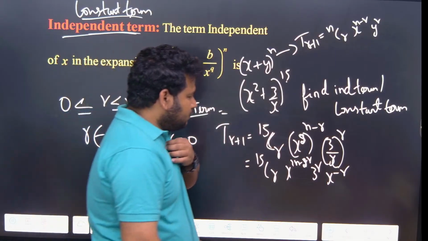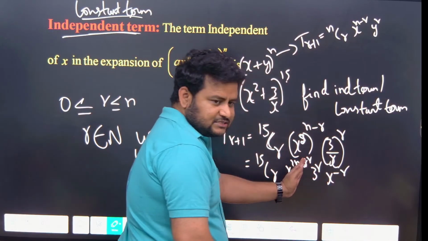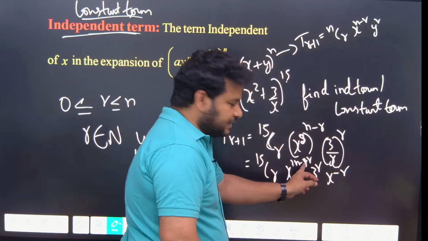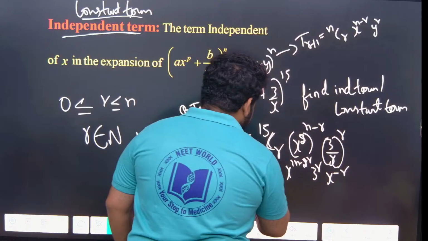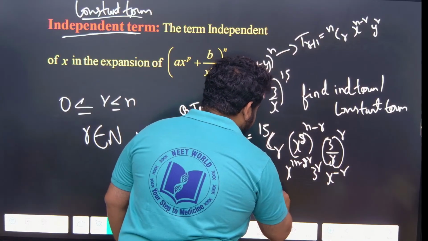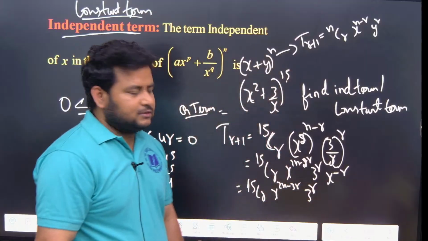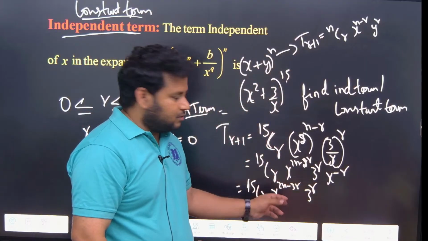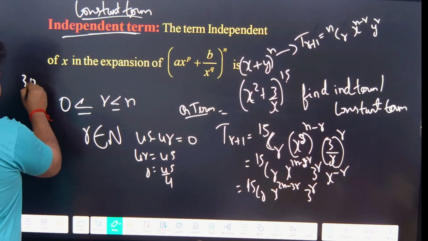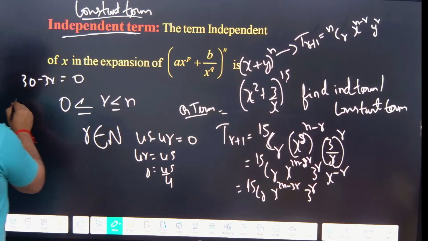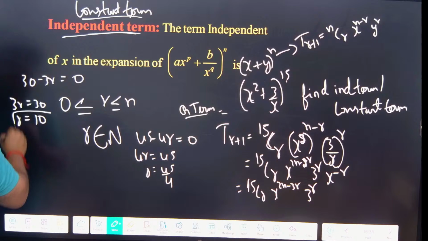Correct. Now put the value of n. If I bring this r to this side, x power minus r is there, minus 3r, it will become 2n minus 3r. So this would become 15Cr into x to the power of 2n minus 3r into 3 power r. 2n minus 3r should become 0. But n value is 15. So 30 minus 3r should become equal to 0. So 3r is equal to 30, r is equal to 10. We will get r is equal to 10.